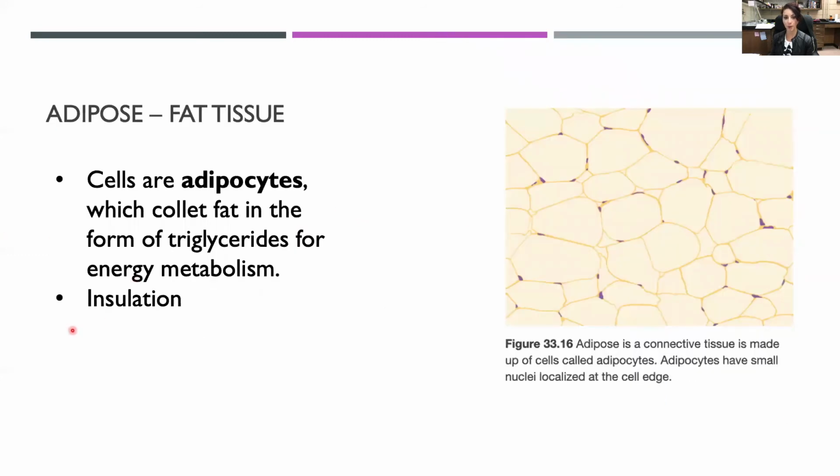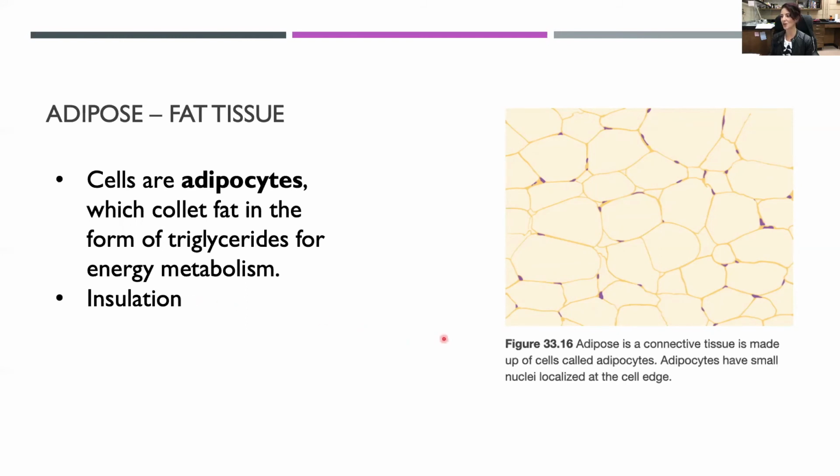Moving on to adipose tissue or fat tissue. This is considered a connective tissue, even though it doesn't have fibroblasts or real matrix, and it actually only has a few fibers. It's made up of cells called adipocytes that collect and store fat in the form of triglycerides for energy metabolism. Adipose is really key in maintaining insulation for you and me, and adipose is going to be the main connective tissue that arises when we eat too much sugar in our diet.